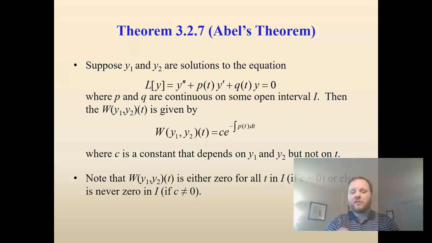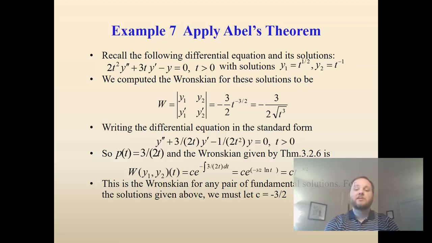But if I know what P of t is, notice this should look very familiar from integrating factors. The Wronskian will always equal some constant, which we might not be able to ever determine, times e to the negative integral of P of t dt. So depending on my particular case, I can predict what it's going to look like.